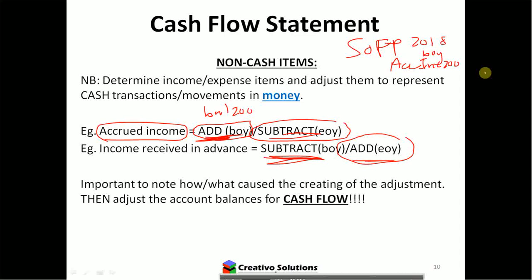The one that we haven't looked at is a prepaid expense. That's the last one. Draw a timeline. Prepaid expense. Beginning of the year, we'd say 400. End of the year, 800. Now again, explain it. Prepaid expense.